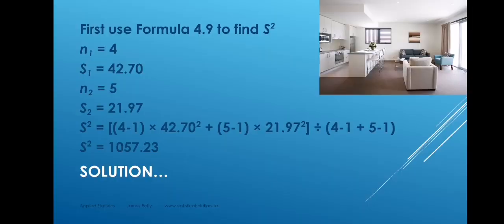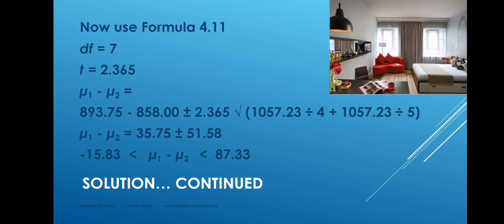So the first thing we do is assume that the standard deviation is the same for both populations. So we use formula 4.9 to estimate the assumed equal standard deviation. We take the quantities from the samples and substitute into that S squared formula. So we get an estimate of the variance. And then we use formula 4.11 to estimate the mean difference. The degrees of freedom is 7: 5 plus 4 minus 1 minus 1.